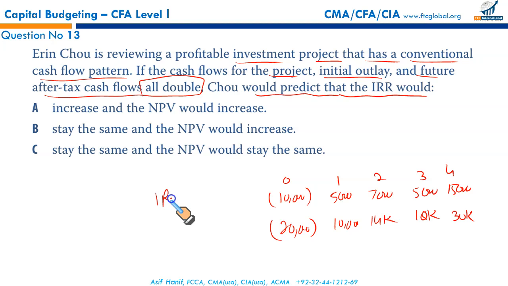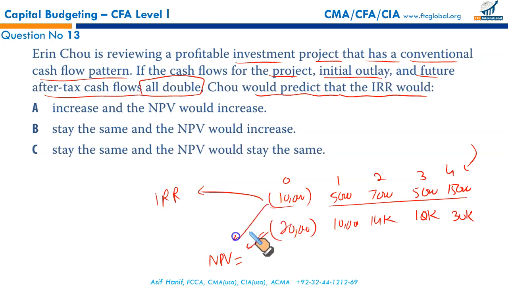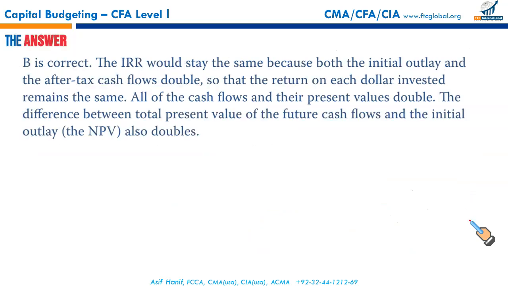IRR measures the return per dollar of investment. IRR would stay the same because both the initial investment and the inflows on a per dollar basis are the same. You can try it out. You can use your calculator, plug in these numbers, and your IRR would be the same. But since the inflows and outflows have been doubled, NPV will be doubled. You can take this as an assignment. Use these numbers, calculate IRR and NPV first with the first one, then double the numbers and calculate IRR and NPV. You will see that NPV will double with these arrangements. Right? So you can give it a try yourself. I've given you the conclusion.